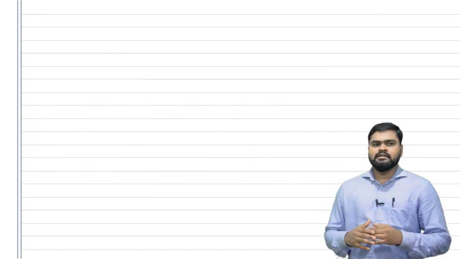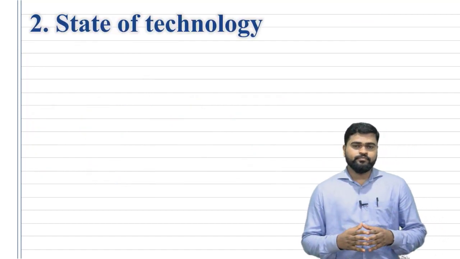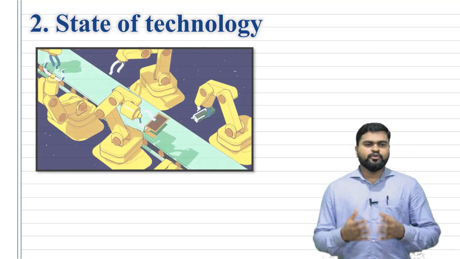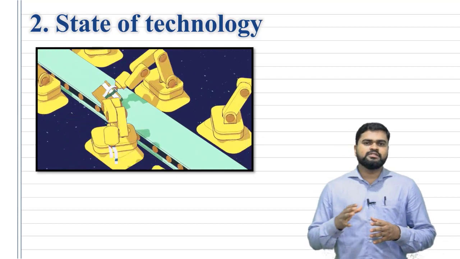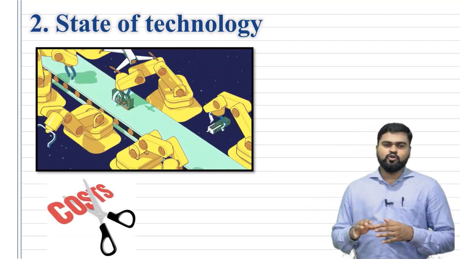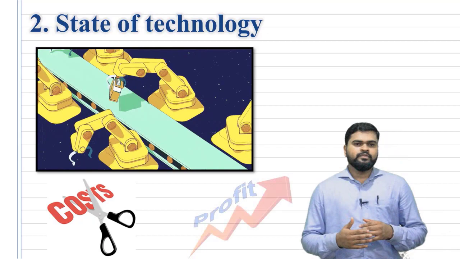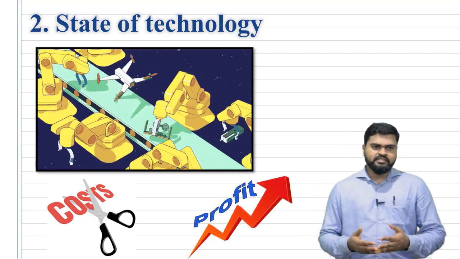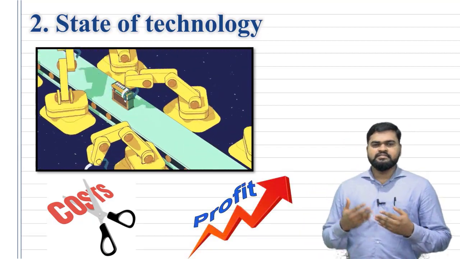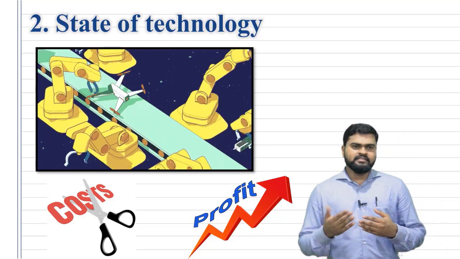Second determinant is the state of technology. Advancement or improvement in technology lowers the cost at given level of output and raises the profit. As a result, investment increases, production increases, and supply also increases.